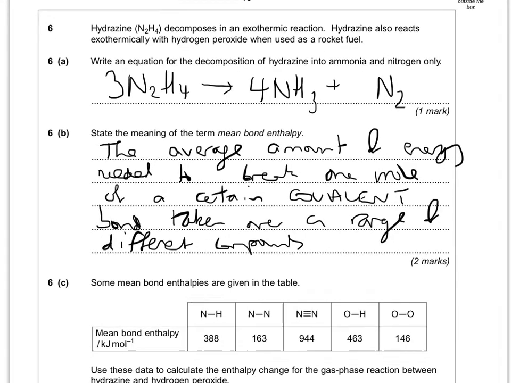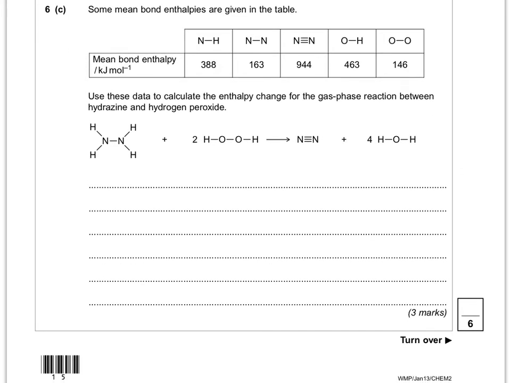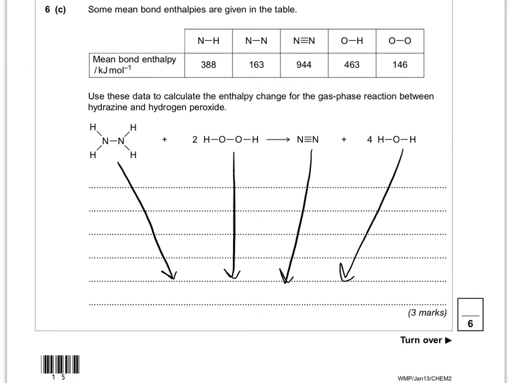Then if we move down, we've got another Hess law question, actually, and so here we've been given some mean bond enthalpies, there they are, and we need to use this data to calculate the enthalpy change for the gas phase reaction between hydrazine and hydrogen peroxide. So there it is. So with mean bond enthalpies, your arrows will go down first. So you're going to draw arrows from all your molecules going down, and then you're going to draw on your arrows exactly what calculation you're doing.